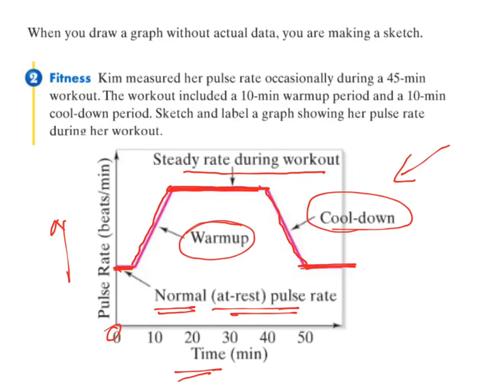So look at this, a 10-minute warm-up. So she started warming up at 10 up to 20. And then she started cooling down 40 to 50. So how long did she actually work out? She worked out for 20 minutes because from 20 to 40 minutes she was working out. So by looking at this graph, we can understand her exercising routine.